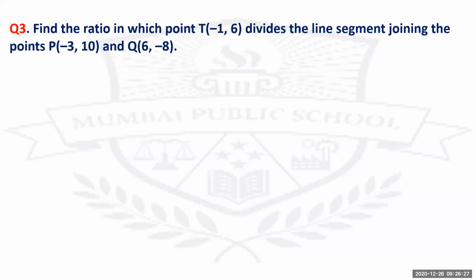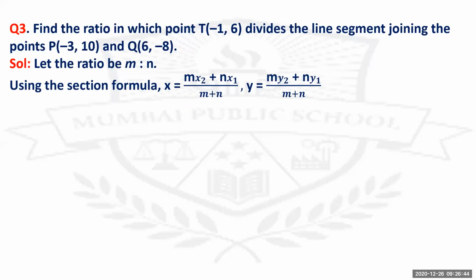Find the ratio in which point T minus 1 comma 6 divides the line segment joining the points P minus 3 comma 10 and Q 6 comma minus 8. Now in this question, what you have to do is you have to find the ratio. So let the ratio be m is to n. Now using the section formula, you'll get x equals to mx2 plus nx1 upon m plus n, y equals to my2 plus ny1 upon m plus n.